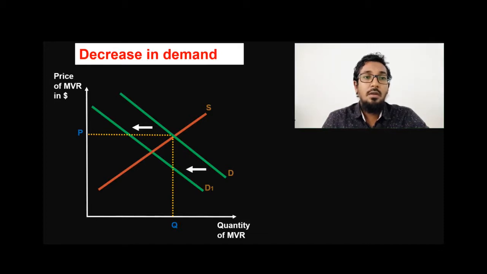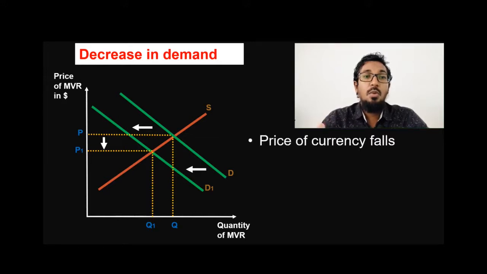Sometimes we say inward shift instead of left shift as well. So when the demand curve shifts to the left, the new equilibrium is where D1 equals supply, and the new floating exchange rate is set at P1. So what has happened to price now? The price has fallen from P to P1, isn't it? So we can say that the price of the currency has fallen. In a floating exchange rate, we call this depreciation of the currency.